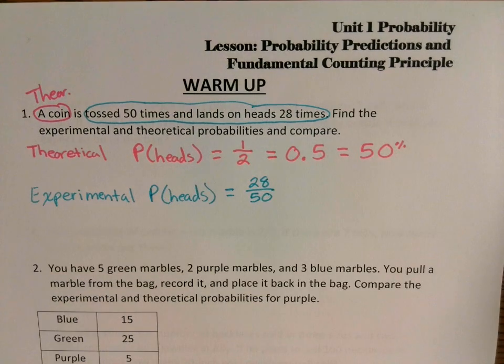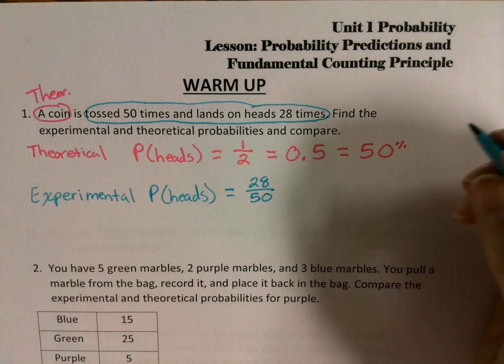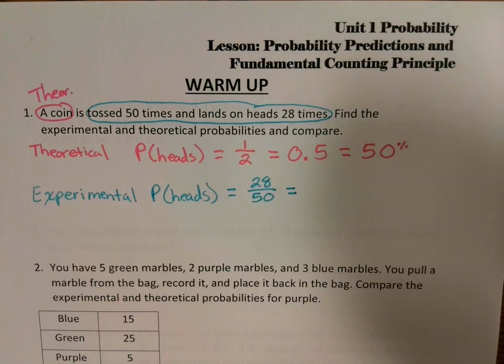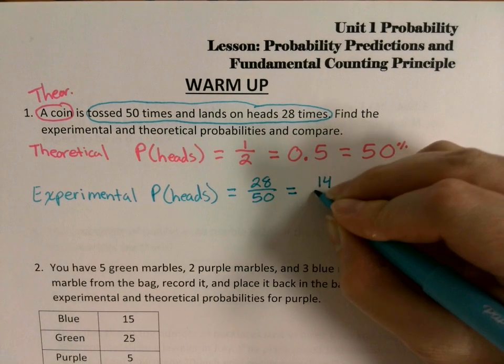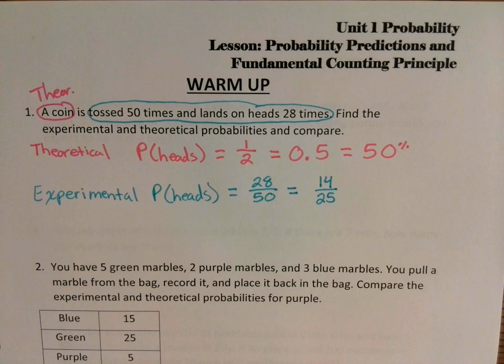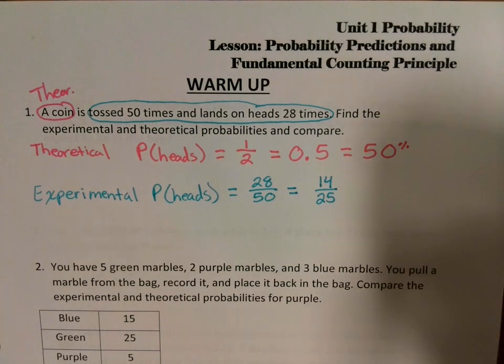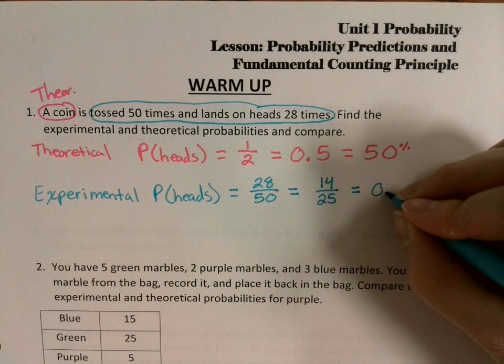Now, as always, you want to simplify it. Both are divisible by 2. That's going to simplify to 14 over 25. That's as simplified as it will get. As a decimal, that's going to be 0.56. As a percentage, that's 56%.